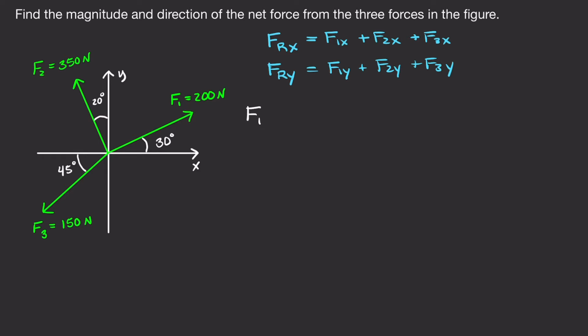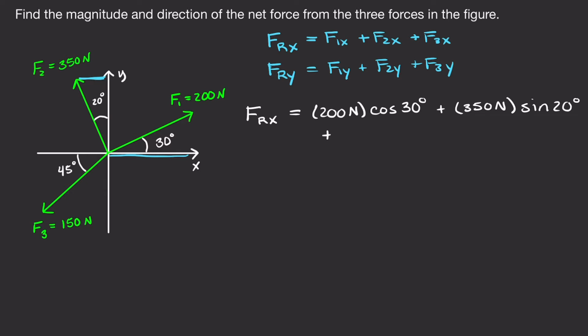Okay, so we'll start with filling out our x equation. The first force is going to have an x component that is adjacent, or let's go ahead and write the magnitude, 200 newtons times cosine, since it's adjacent, so cosine of 30 degrees. And then F2 will be 350 newtons, and the x component here is opposite of this angle. So opposite is always sine, so sine of 20 degrees.